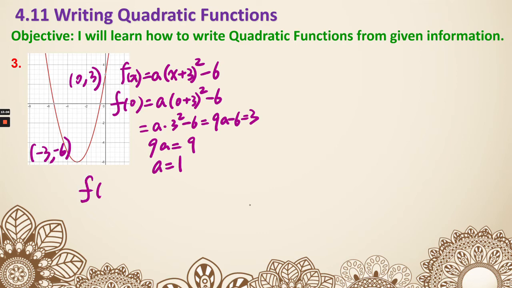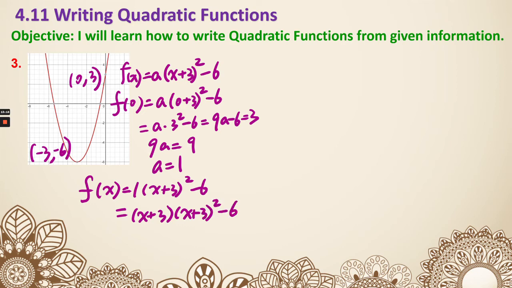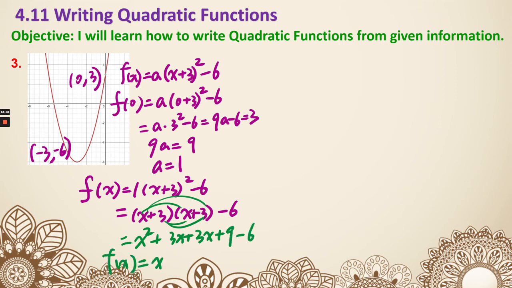That means my function is 1 times (x plus 3) squared minus 6. I'm going to write it twice: (x plus 3)(x plus 3) minus 6. I can distribute. So I get x squared plus 3x plus 3x plus 9 minus 6. Final answer, f of x equals x squared plus 6x plus 9 minus 6, which is plus 3. And that is done for number 3.